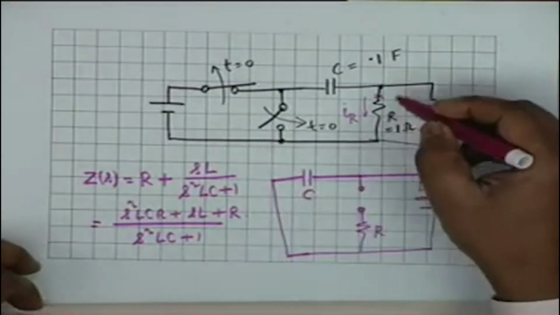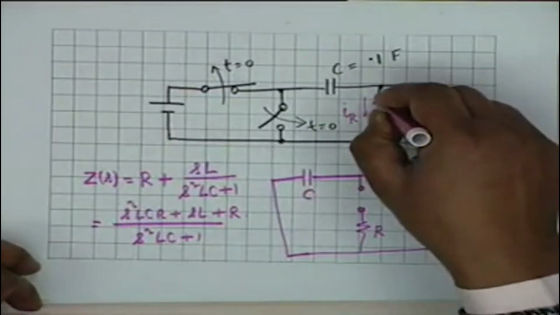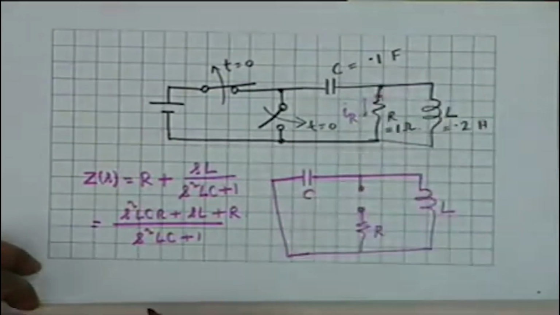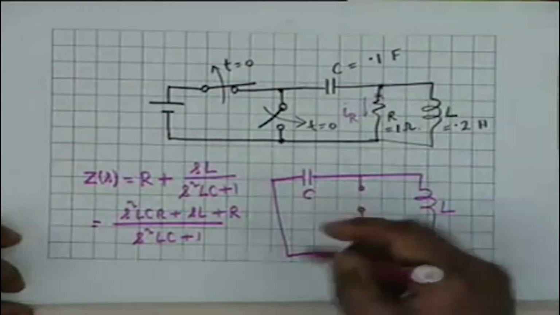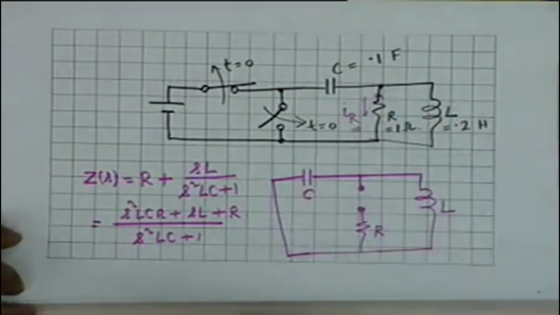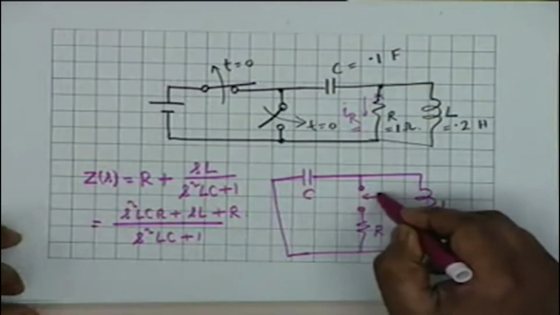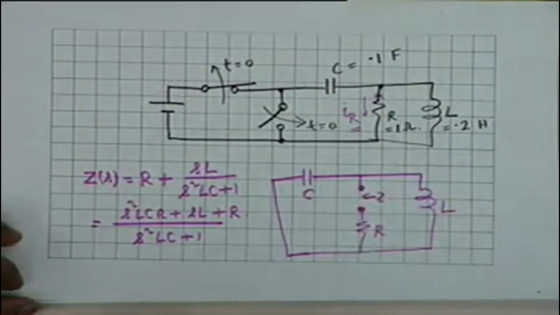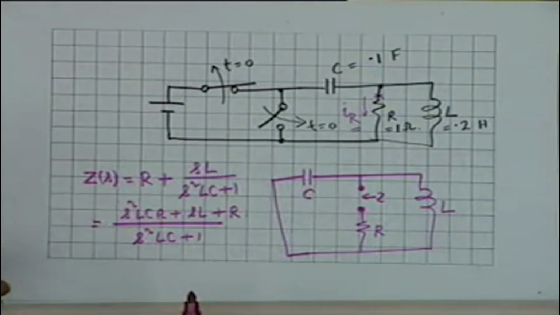We want to find this current, so we make a break here, create 2 points which when short circuited shall give me IR, the resistive current. So we found the impedance looking into these 2 points and concentrated on the zeros. Zeros of Z of S give you natural current response frequencies, poles of Z of S give natural voltage response frequencies.